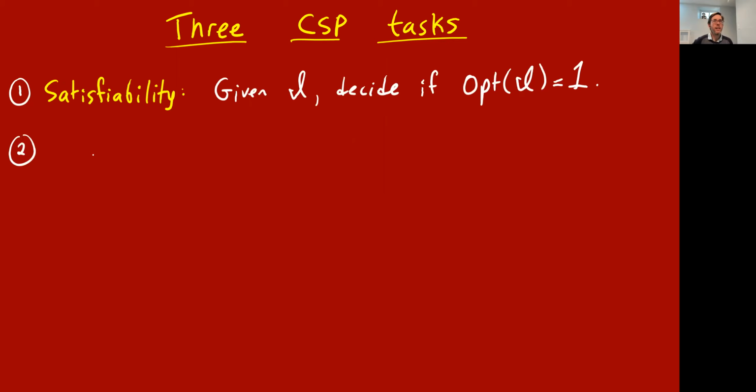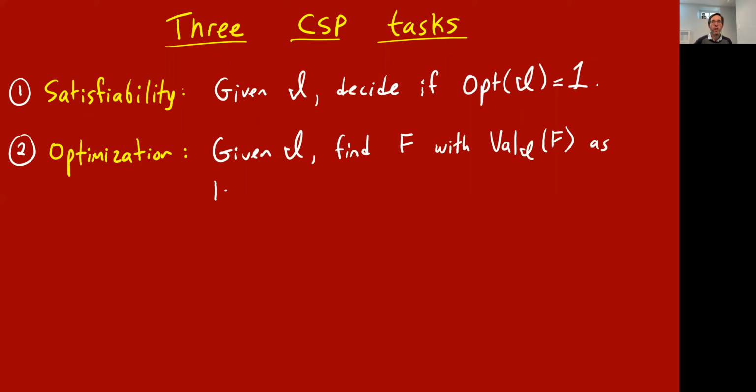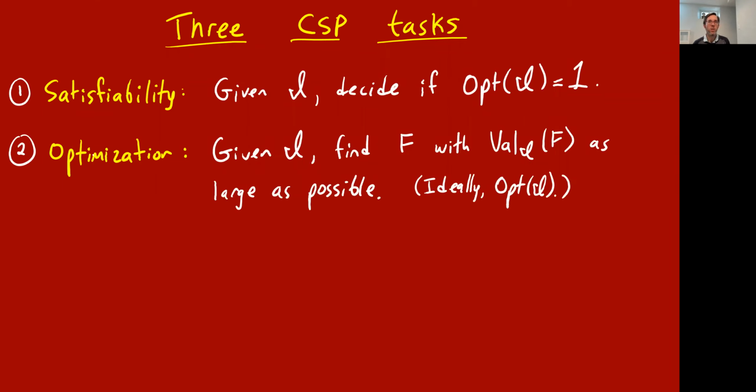Okay, the second task associated with a CSP that I want to talk about is optimization. Nothing in this life is perfect, so maybe you run a satisfiability algorithm, or you try to, and you find it's not satisfiable. We still might want to try to find the assignment F whose value is as large as possible. Ideally, whose value is equal to the optimum value. That's optimization.